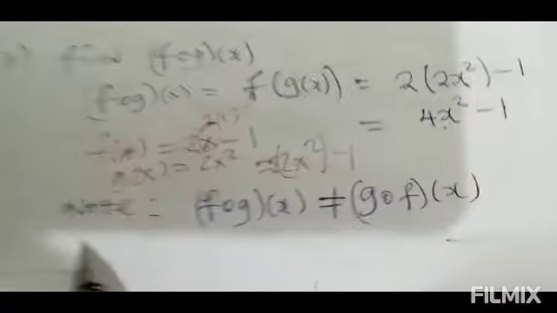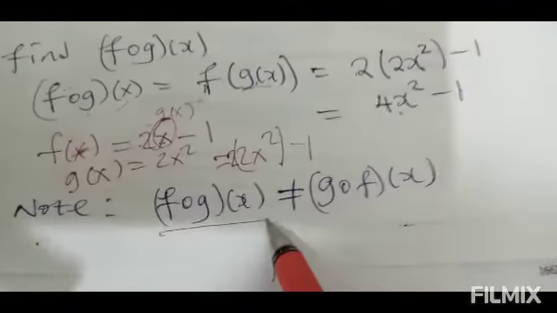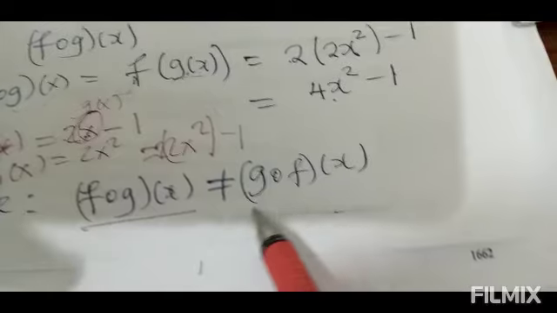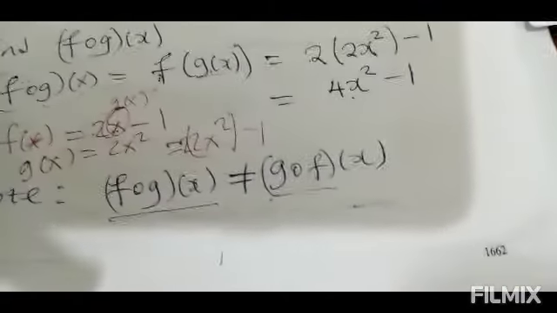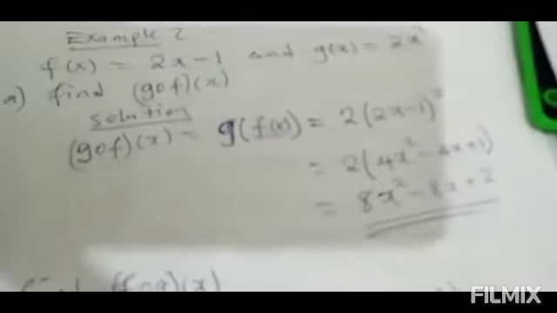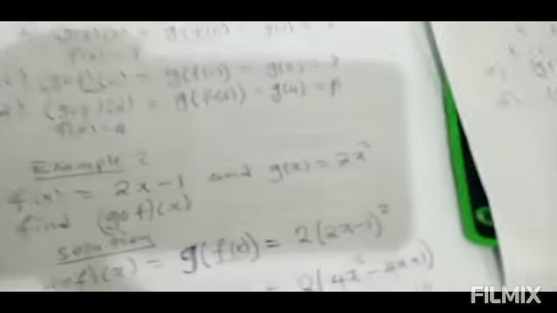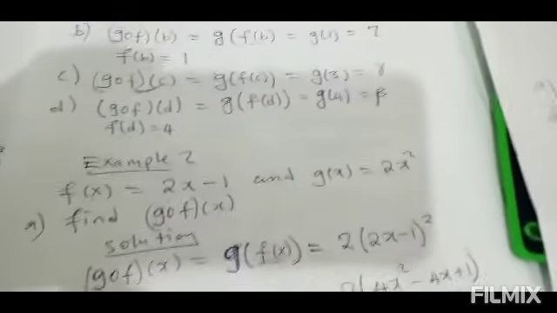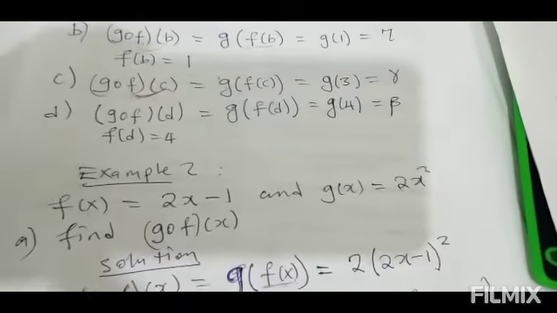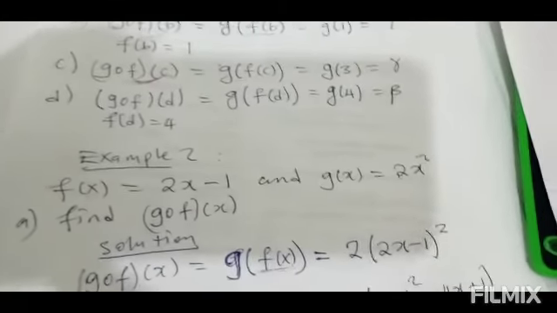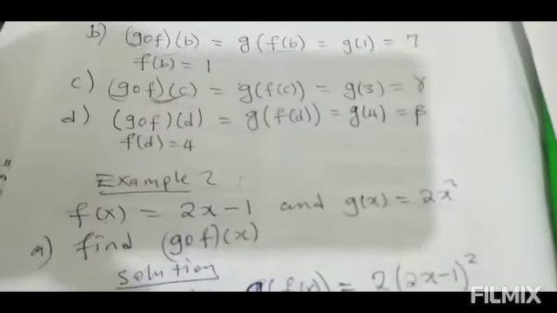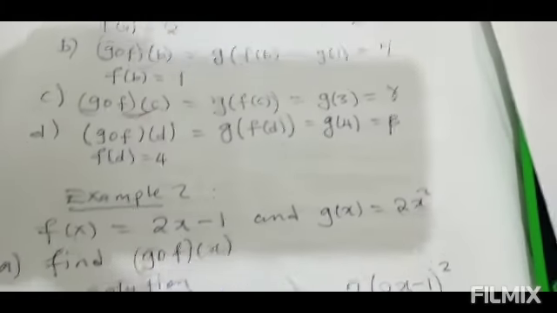So note, f of g of x is not equal to g of f of x. g of f is not equal to f of g. So that's it with the composition of a function. Unless you have questions, which you can ask. We are going to solve, and we will give the clarification.